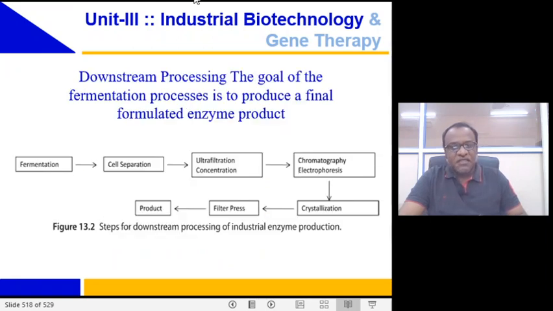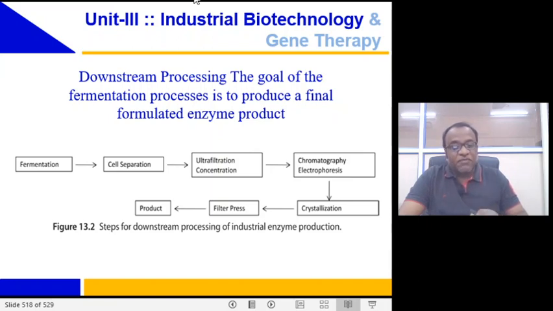Now, if you look at downstream processing, the goal of the fermentation process is to produce a final formulated enzyme product, and it also includes many post fermentation unit operations.